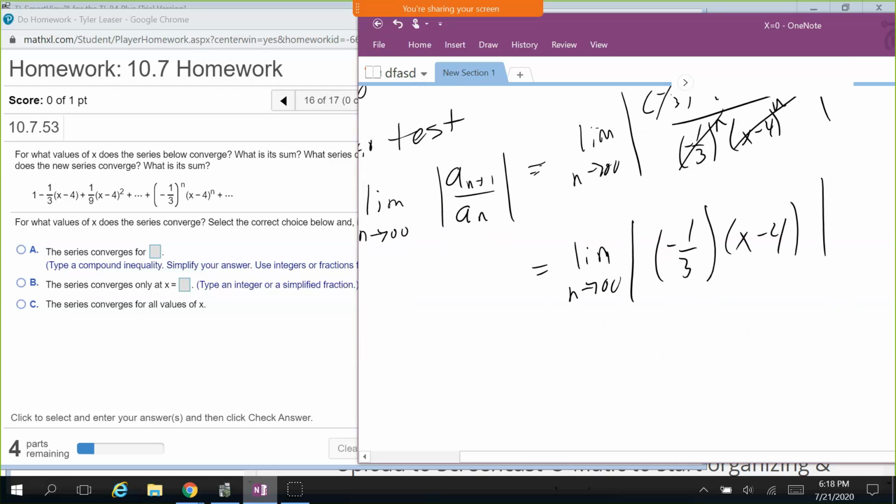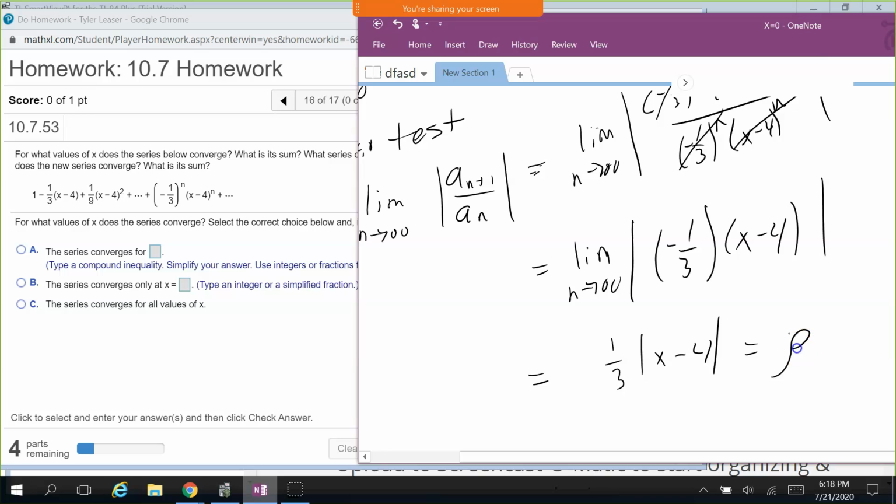All right. Notice that there are no more n's inside of my limit, which means that the limit as n goes to infinity is just going to be this constant on the inside, constant with respect to n. Absolute value of negative 1/3 is positive 1/3. Absolute value of x minus 4, because we don't know what the x is, we're going to write as absolute value x minus 4. This is what the limit of the ratio test gives us.